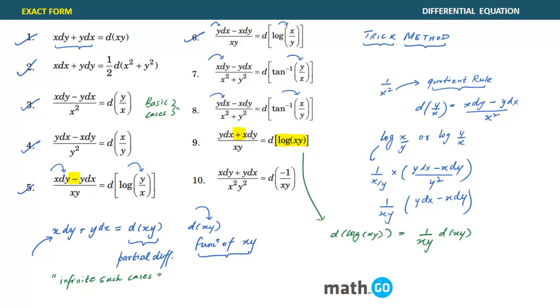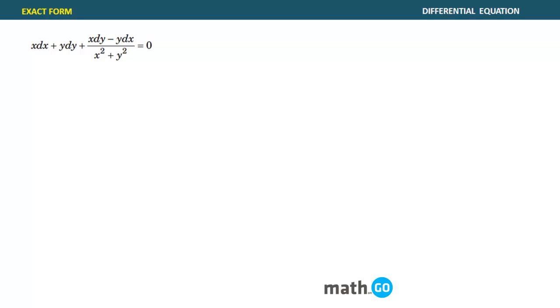The only part is the application point of view, how you are going to use it. I'll show with the help of examples how exact forms are used in the question and how simple the question then becomes using the exact forms. Now let's take a question which is based on the exact form.